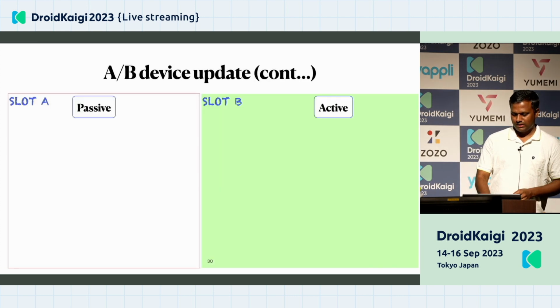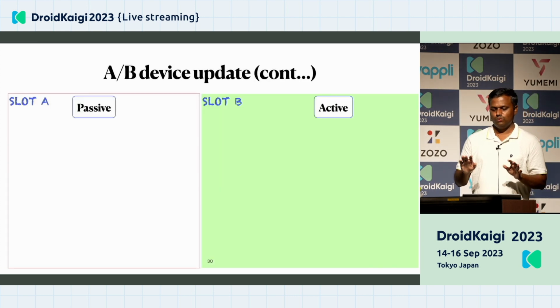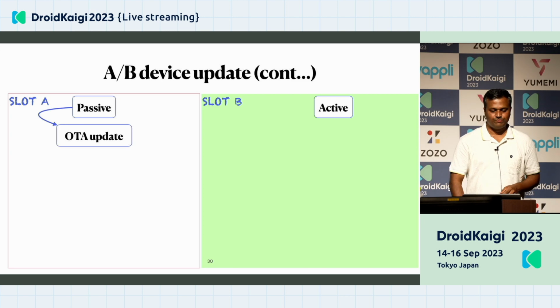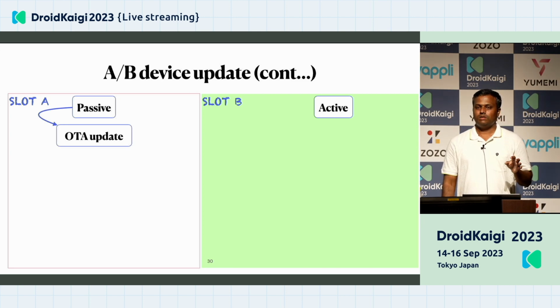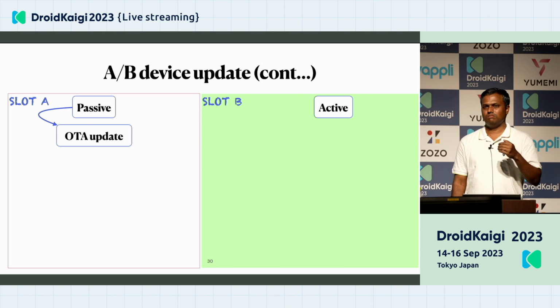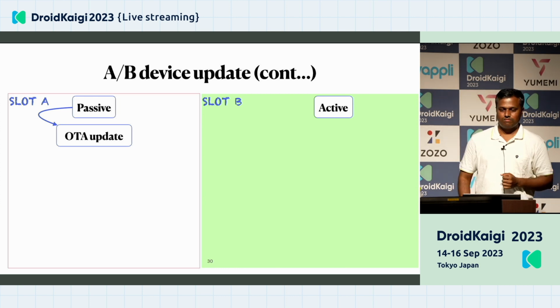So this is a bit in detail. Suppose we have two slots, slot A and B. We are using slot B, which is active. The other one is passive. If there is an OTA, the update engine will check, and it will download to slot A. You can do this process manually from the system and check for updates, or it can be done automatically as well.